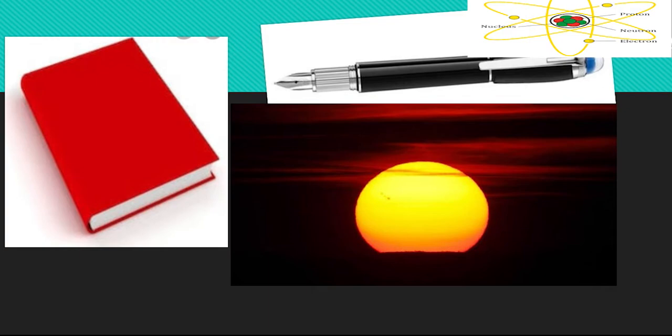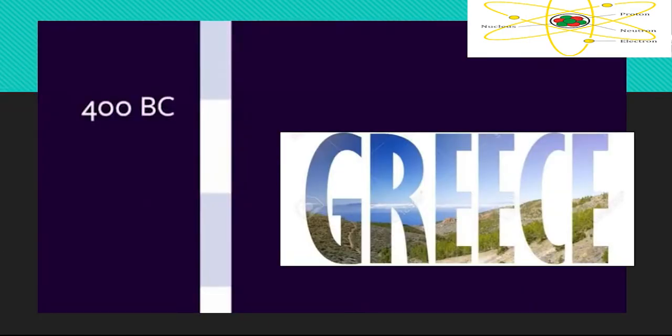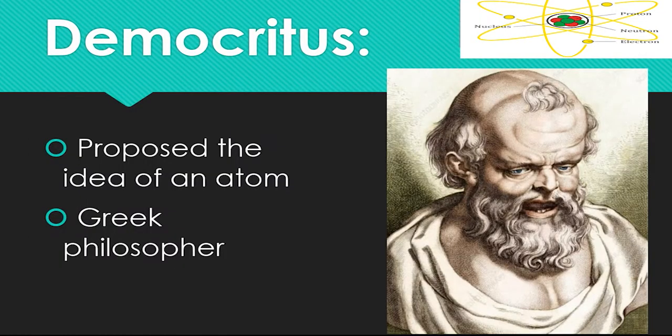Now you must be curious and want to know how scientists know the atoms exist. Well, to find out, we must travel back in time to ancient Greece. Meet Democritus, the man who proposed the idea of an atom. He was a Greek philosopher. He ground up different materials until he got a fine powder, which could not be divided any further.